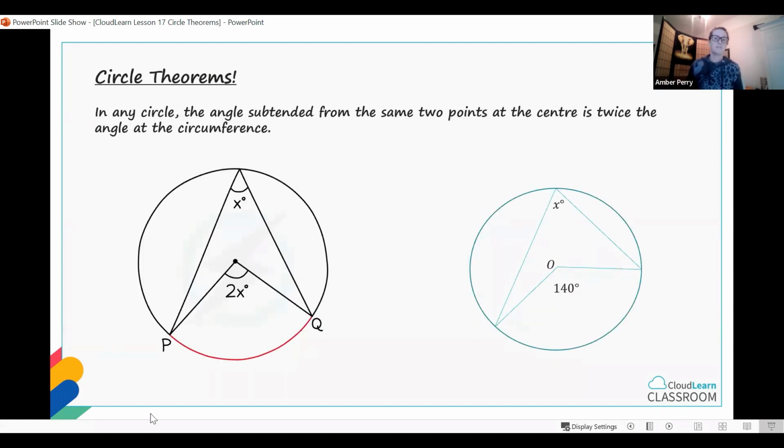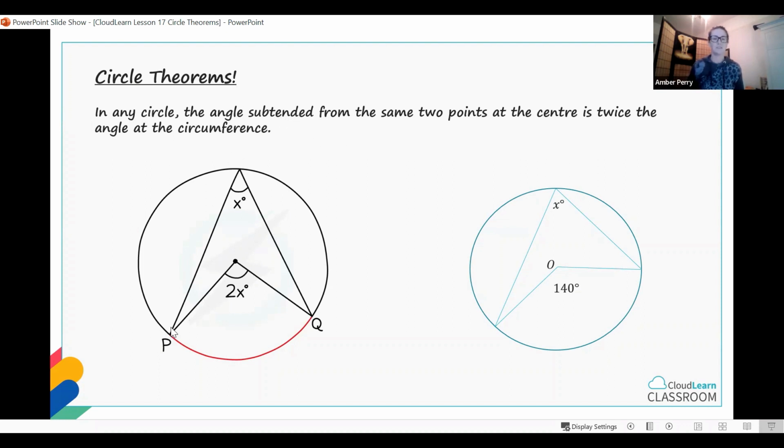So this is the most commonly used circle theorem, I think. And it's basically in any circle, the angle, now you don't have to worry about the word subtended, but that's the technical word.